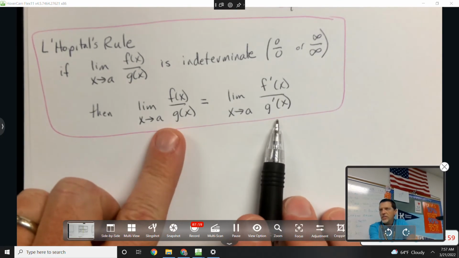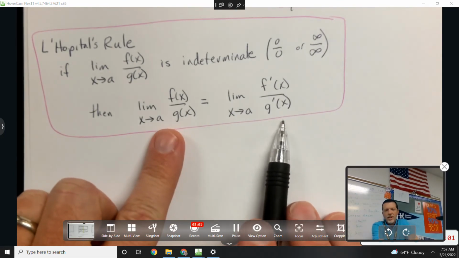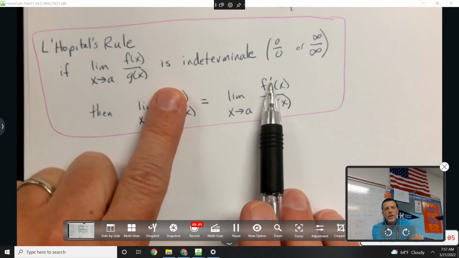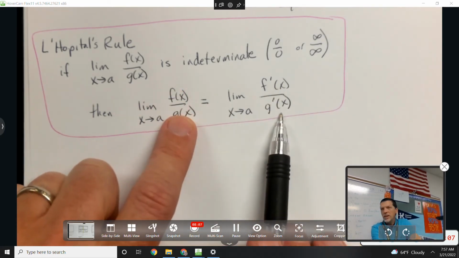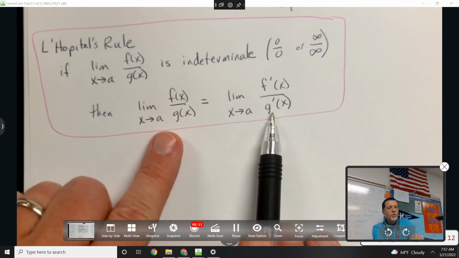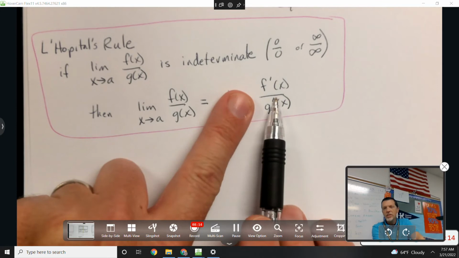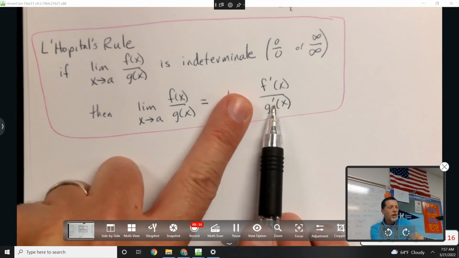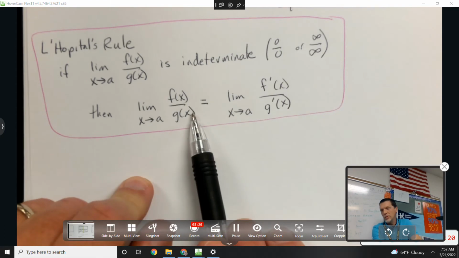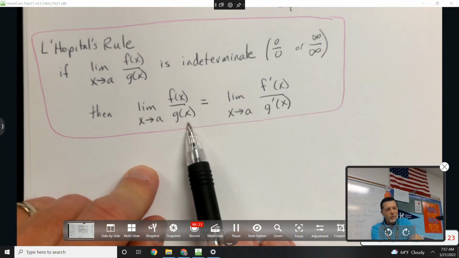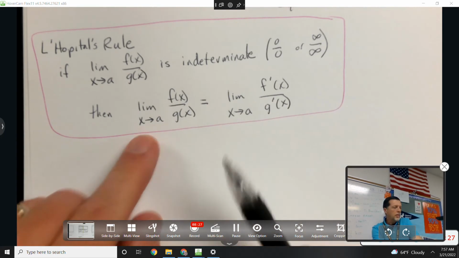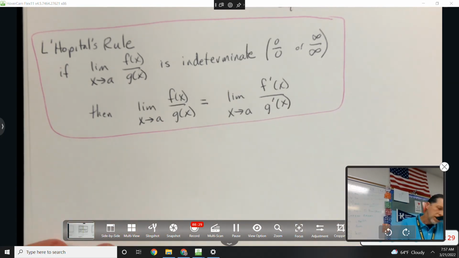Be careful, this is not the quotient rule. You're not taking the derivative of the whole thing. You're taking the derivative of the top and the derivative of the bottom separately. So it's easier than the quotient rule. There are two mistakes. Sometimes people will use this for the quotient rule. That would be wrong. Other times people go the other direction, and when they hit one of these problems, they use the quotient rule. That's wrong as well. You only have to do the derivative of the top and the derivative of the bottom for L'Hopital to work.